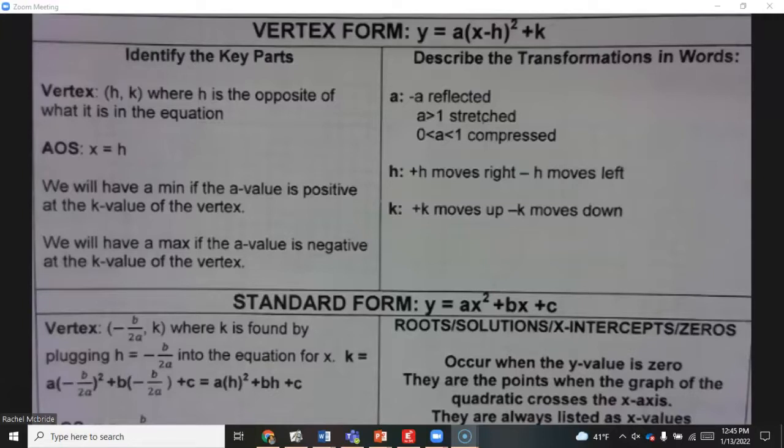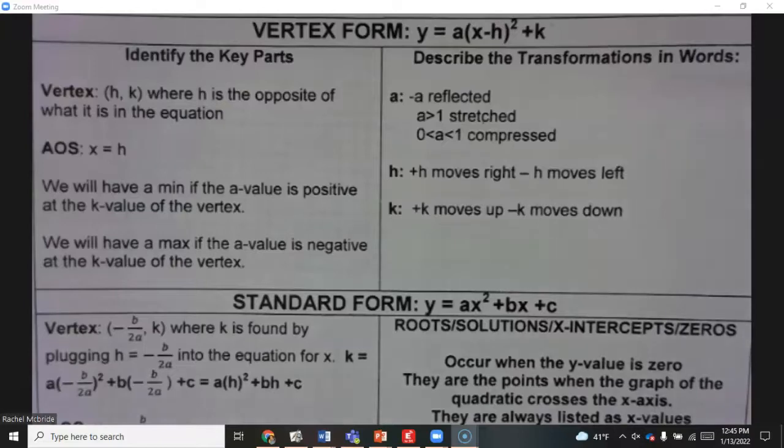The domain of all quadratics is always all reals. So if I ask you for the domain, it's always all reals. The range is either going to be negative infinity to the K value, including K, or from the K value to positive infinity. So your range is always going to include the K value and an infinity.